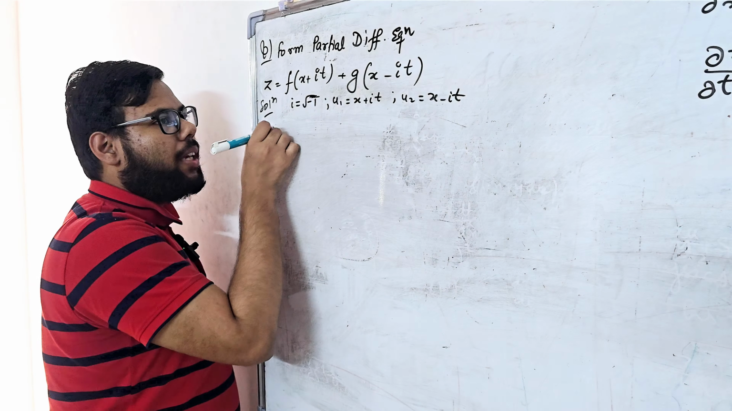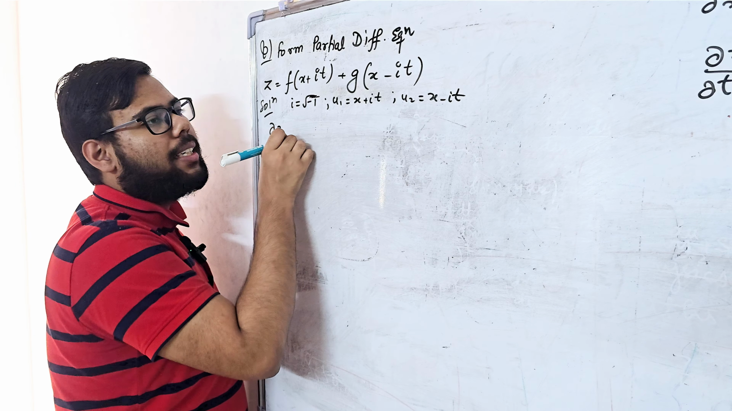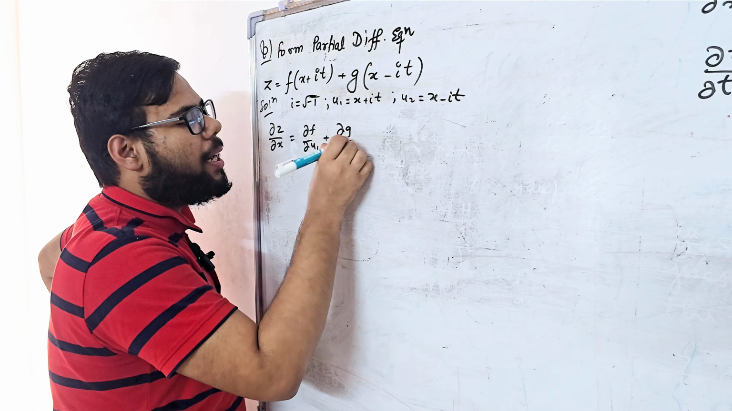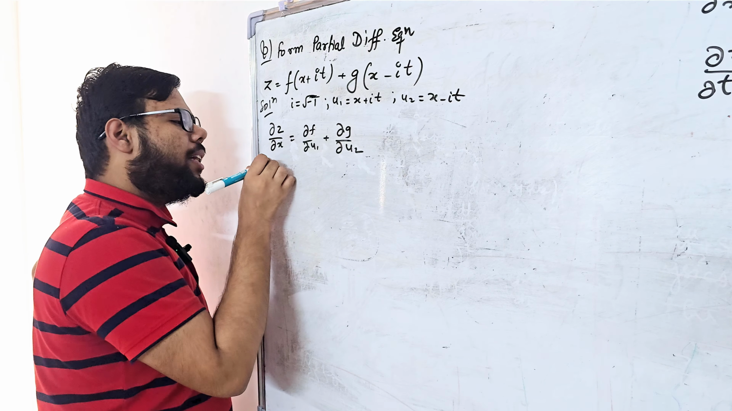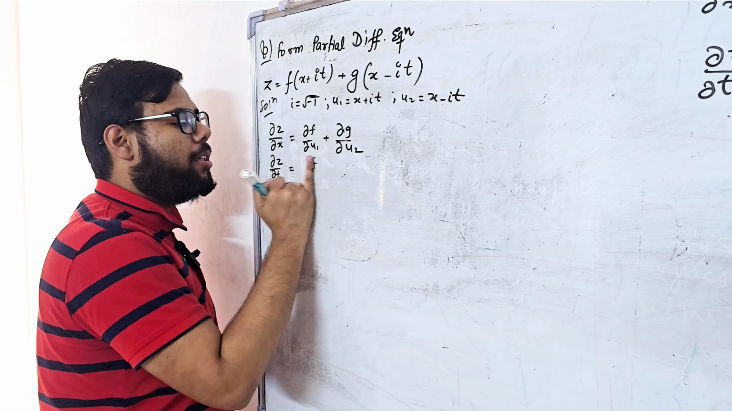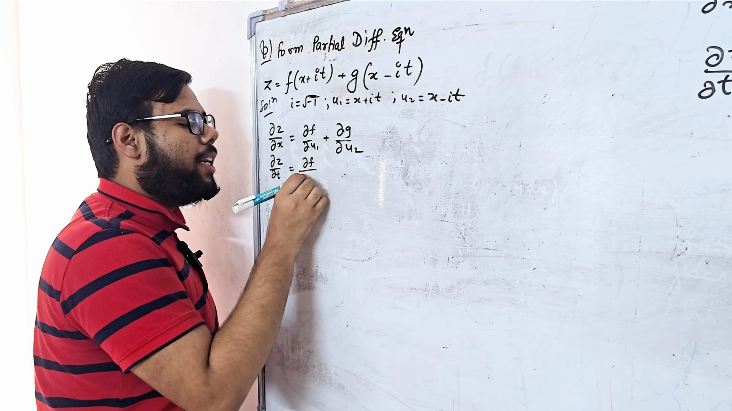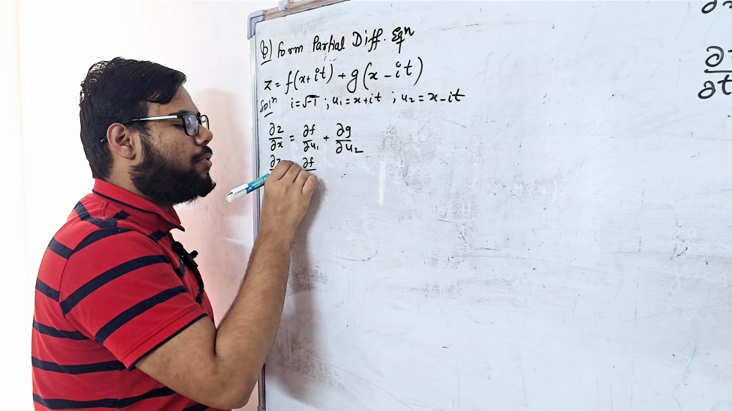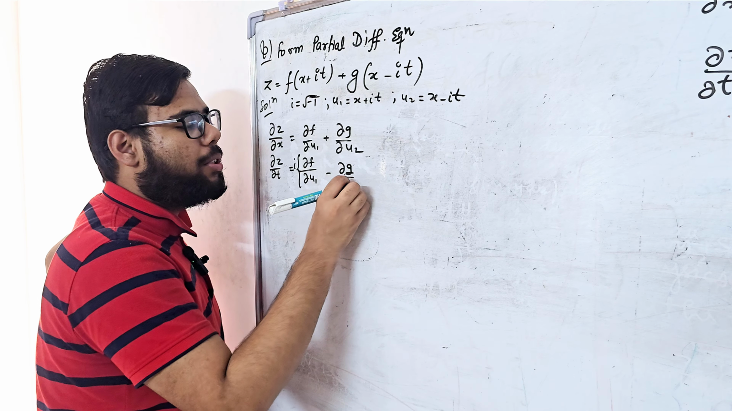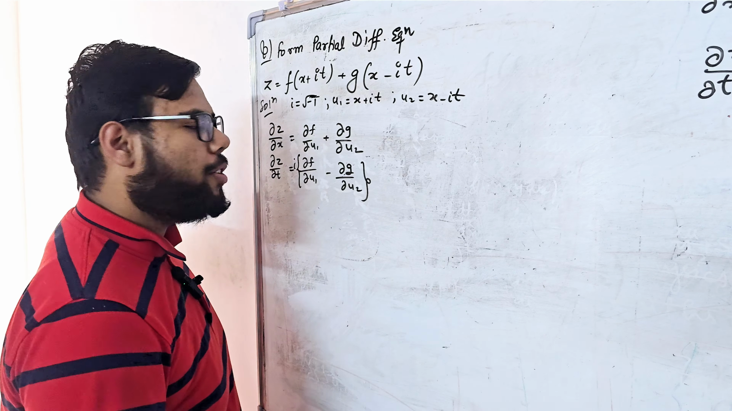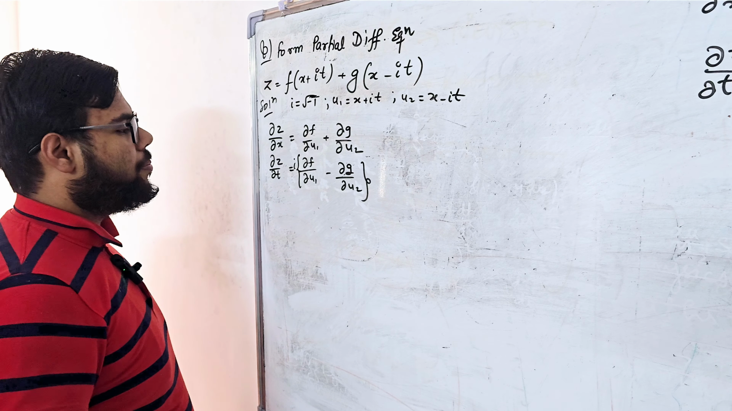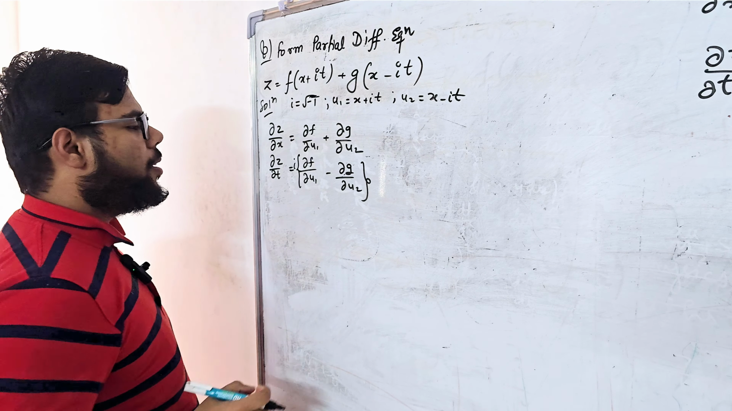Let's see them. So we have ∂z/∂x is equal to ∂f/∂u1 plus ∂g/∂u2, right? And we had ∂z/∂t is equal to ∂f/∂u1, of course multiplied by i, minus ∂g/∂u2. Correct? Simple expression, right? Now what can be done next? Well, we don't see a clear relation between them.